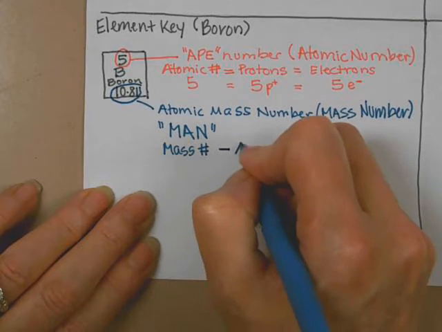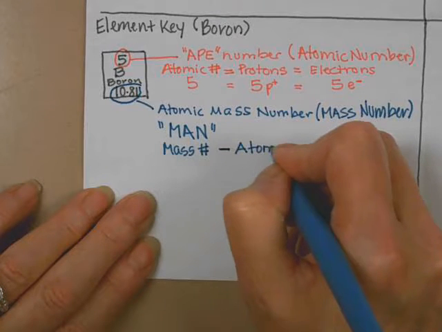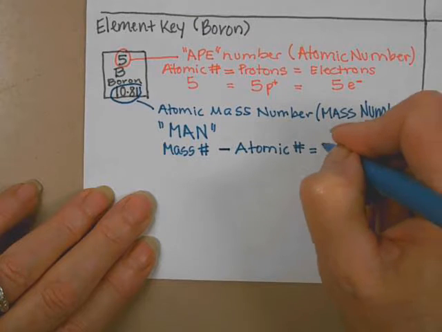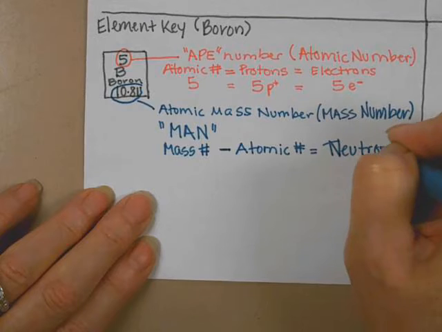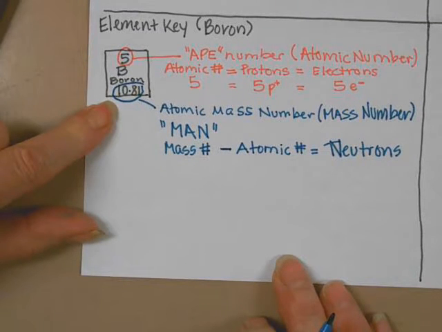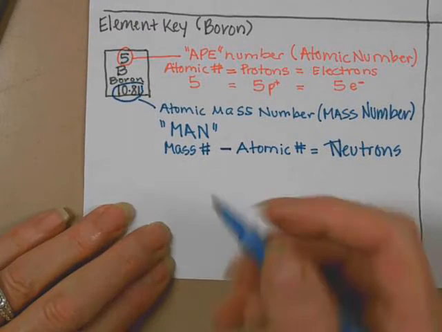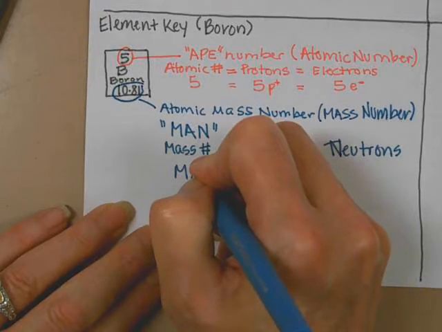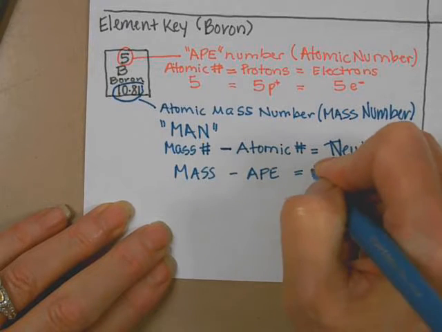minus the atomic number, the 1 at the top, equaled the number of neutrons the atom has. Okay, so this number minus the atomic number gives us neutrons. So we could say mass number minus atomic number equals neutrons.